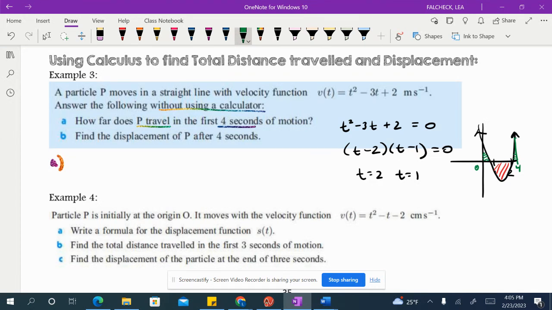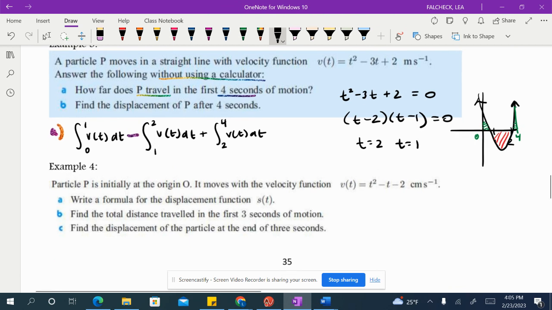Okay, all right. So we've got 0 to 1. That's going to be a positive. And then we have minus, because this portion is below the x-axis, from 1 to 2. Oh, I forgot the dt, sorry. And then we're going to be adding that last little piece that's above the x-axis, from 2 to 4. All right, cool.